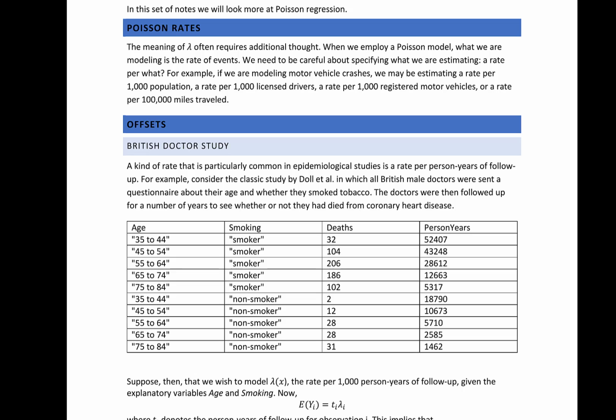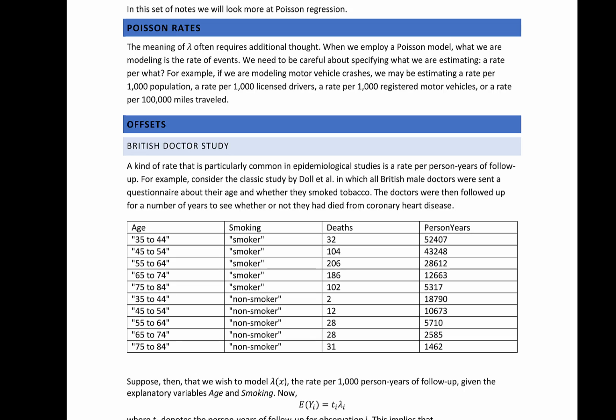For example, if we were modeling motor vehicle crashes, we may be estimating a rate per 1,000 people, or a rate per 1,000 licensed drivers, or 1,000 registered motor vehicles, or per 100,000 miles traveled. Since lambda is a rate, we need to think about how we incorporate that information into our model. And this is where that idea of offsets comes into play. Let's start out by looking at the British doctor study.